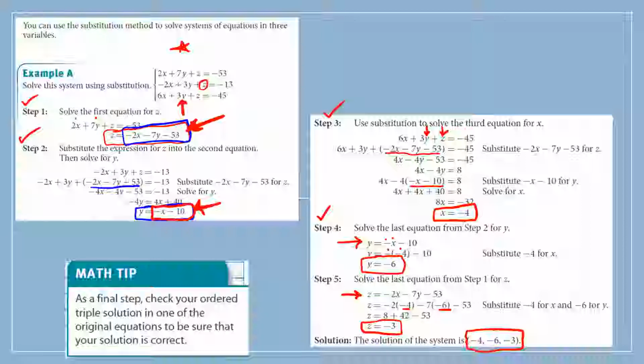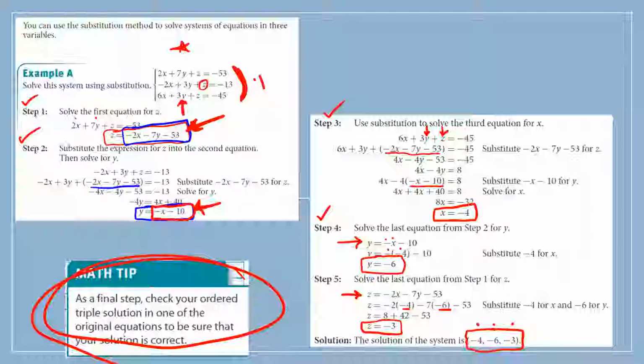So it's really just a matter of repeating step after step after step and not making sign errors, and it won't be too hard for you. As a final step, check your ordered triple to make sure that your solution is correct. This x, this y, and this z should make all 3 of these equations true. Don't cheat yourself. Check it and say you're right.